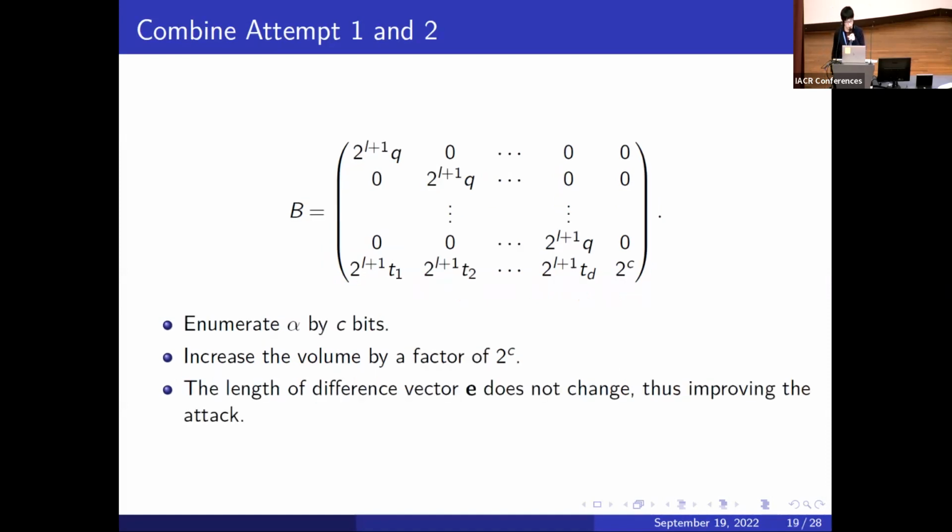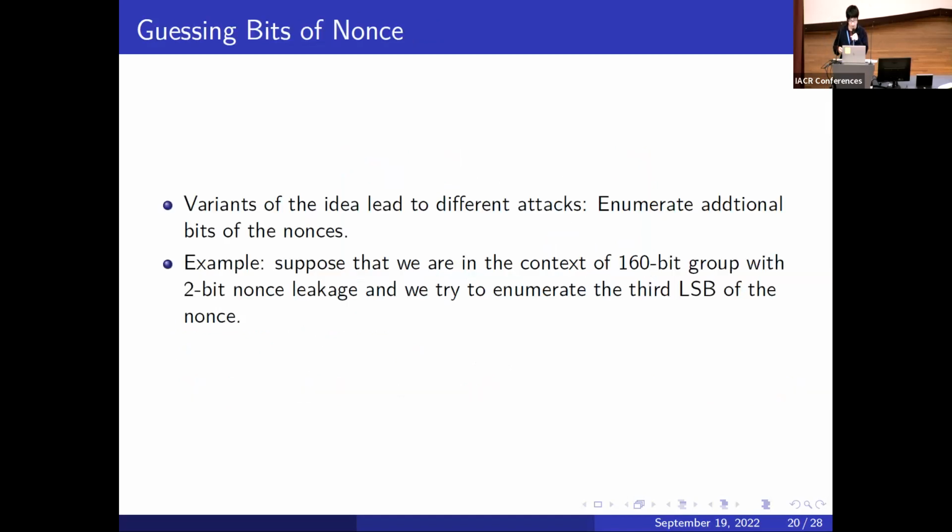So more generally, we can enumerate the secret key by C bits and increase the volume of the lattice by a factor of 2 to the C. And the length of the difference vector doesn't change, thus we can improve the attack. And we have some other similar ideas.